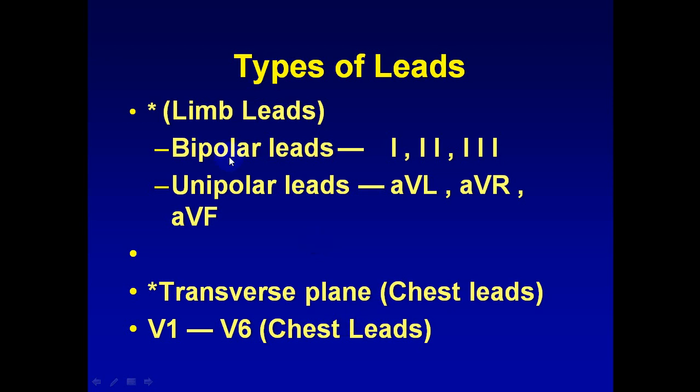Just to remind you: limb leads, bipolar, are lead 1, lead 2, lead 3; unipolar or augmented limb leads are AVL, AVR, AVF; the transverse or chest leads, the V leads or anterior plane leads, are V1 to V6. This is the conventional 12 leads for recording ECG. By the way, we can even put the same leads on the right side, but for the time being, let us know the 12 conventional leads.